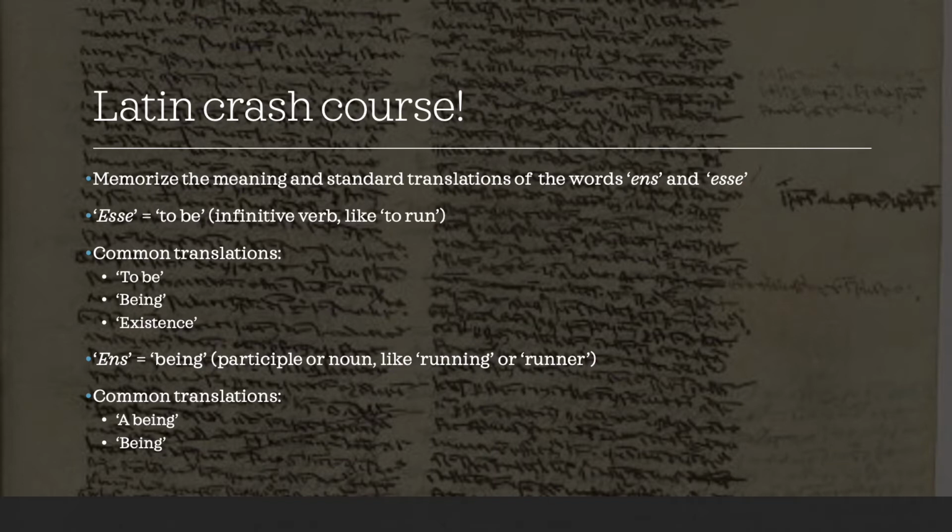Even though sometimes esse and ens are translated using the same words, it's important to keep them distinguished. So, if you're using a version of Aquinas' writings in which you have the Latin side by side with the English, make sure to check the Latin to see whether the word ens or esse is being used.